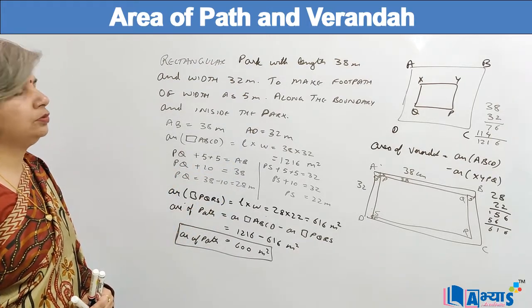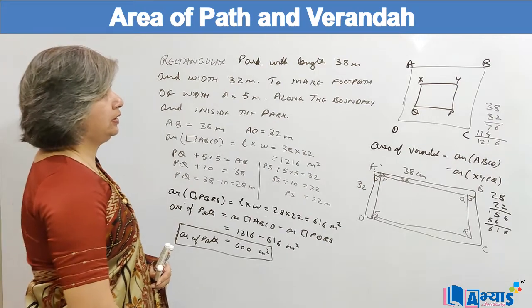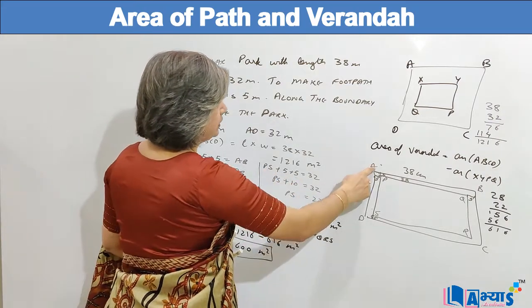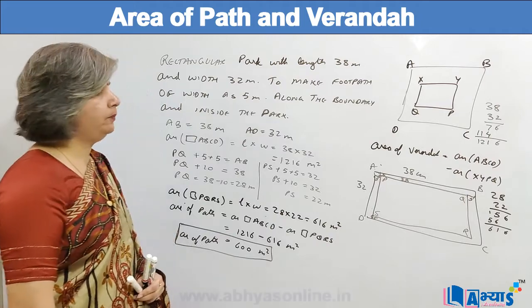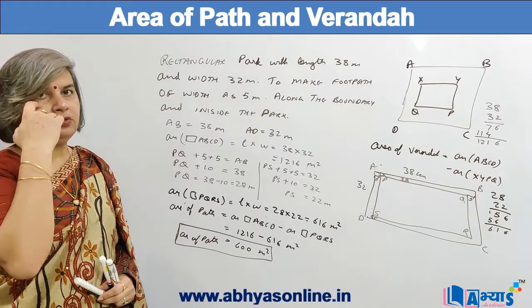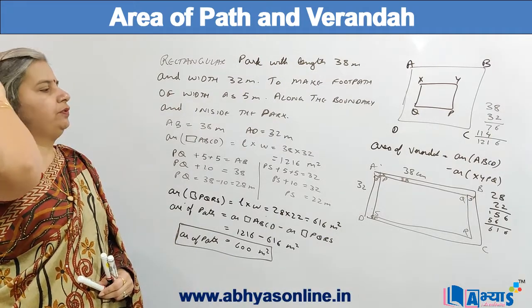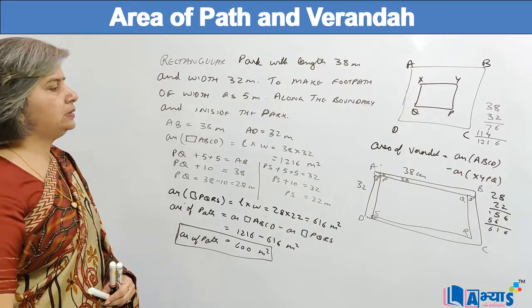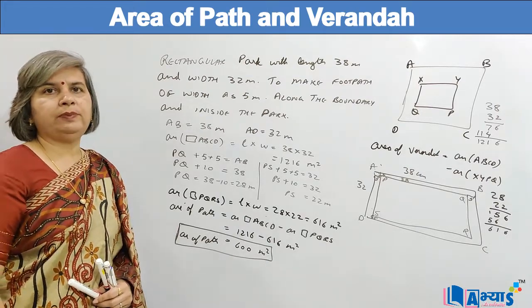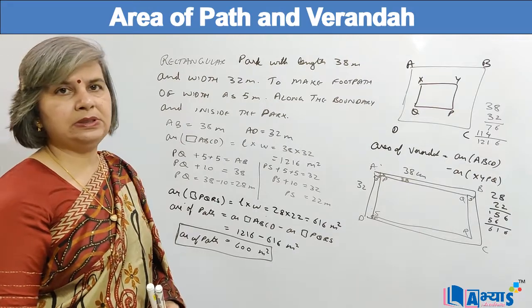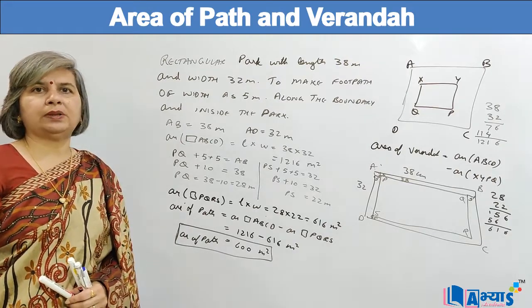So we found PQ to be 28 meters. Similarly, PS plus 5 plus 5 was equal to AD, that is 32, and we found PS to be 22 meters. Using these values, we have found the area of PQRS, and then we have subtracted the area of PQRS from the area of ABCD to find the area of the path.